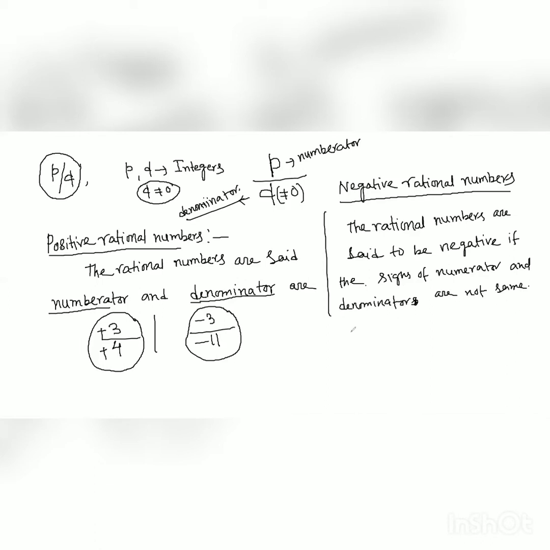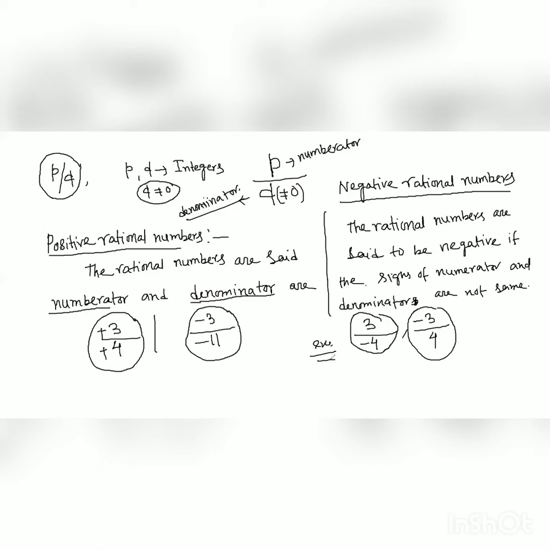For example, if we take the same number, 3 by 4, and make it 3 by -4 or -3 by 4, either the numerator is positive and the denominator negative, or the numerator is negative and the denominator positive. So these are examples of negative rational numbers.